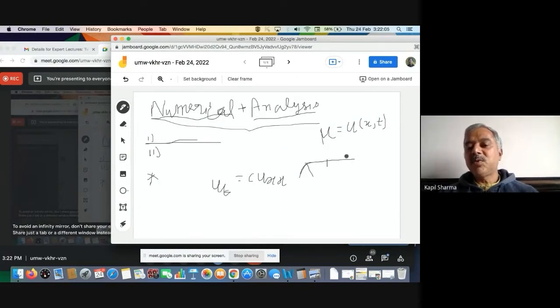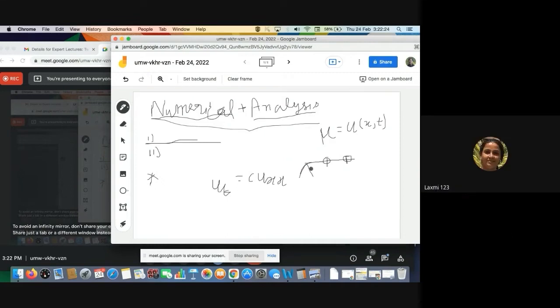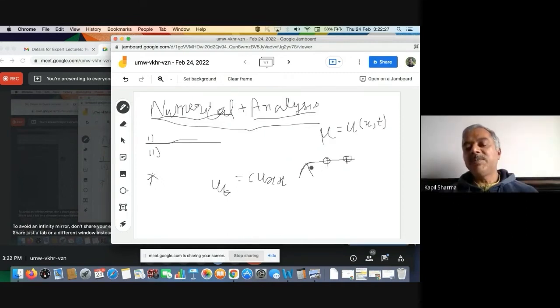Suppose we have two points A and B. If you observe at the same time, the temperature at point A will be more than the temperature at point B. Am I right? Yes, sir. So the temperature depends on the heat, and on the distance of the point from the heat source.